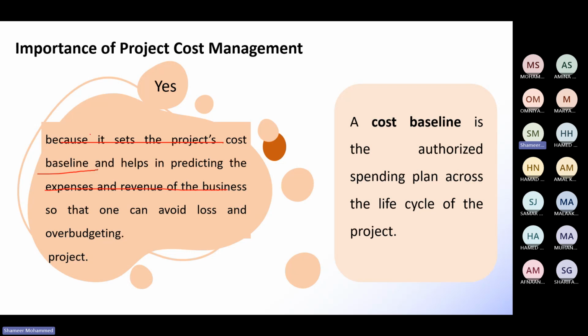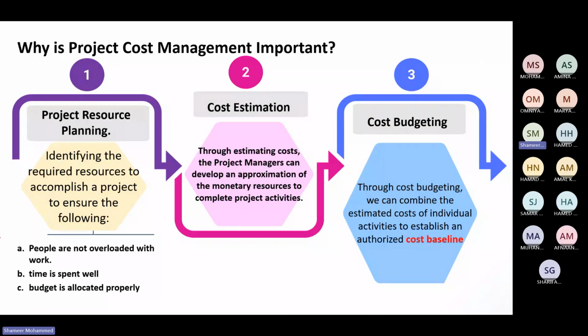So what is this baseline? Cost baseline definition is this one. It is the authorized spending plan across the life cycle of your project. So for analysis, how much money? For design, how much money? For coding, how much money? For testing, how much? For implementation, how much? So this total should be 100 riyal, like that. Understand? This is a total estimated cost, initial cost, which is known as baseline. Right? Next, why is this important?